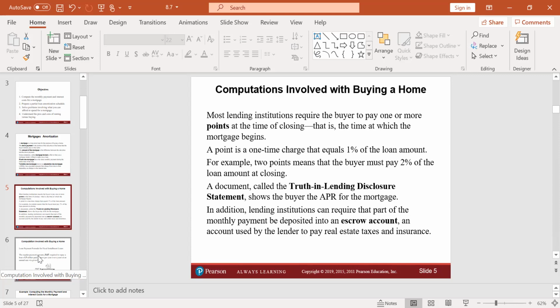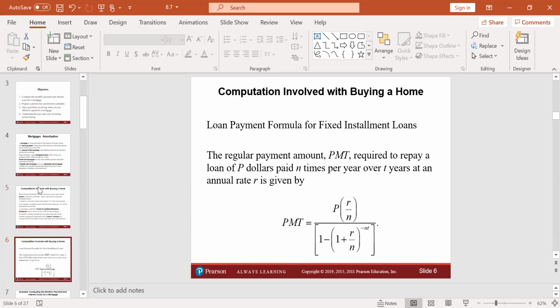So that's an example of a closing cost. So there's all kinds of closing costs, but bottom line, the formula you will use to calculate your monthly payment for buying a house is the exact same one we used for calculating your monthly payment for buying a car. It's the same formula, just different numbers.